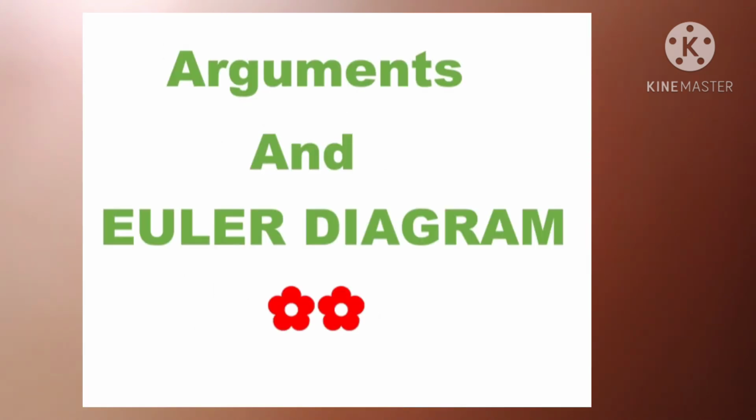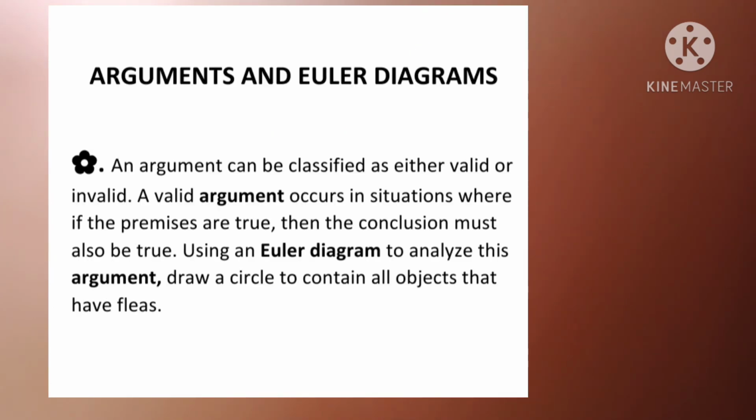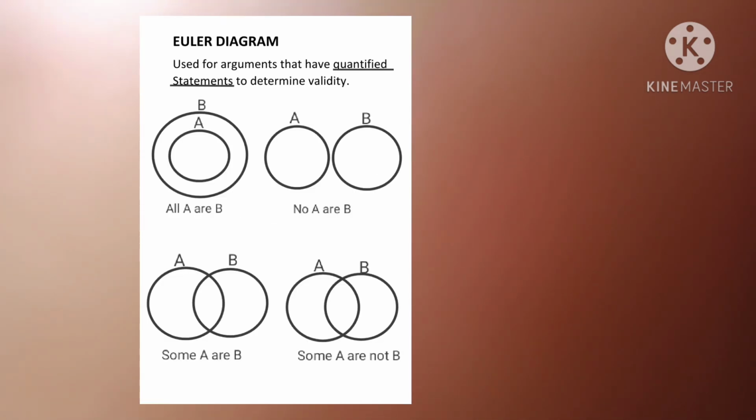We proceed to arguments and Euler diagrams. An argument can be classified as either valid or invalid. A valid argument occurs in situations where if the premises are true, then the conclusion must also be true. Using an Euler diagram to analyze this argument, draw a circle to contain all objects that have flares. Euler diagrams are used for arguments that have quantified statements to determine validity.